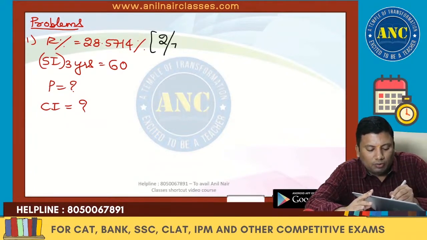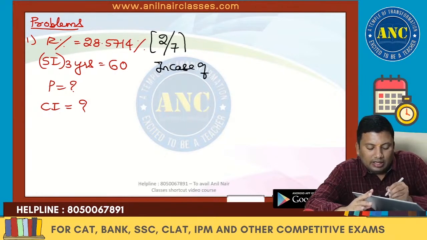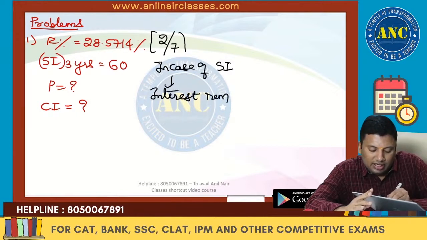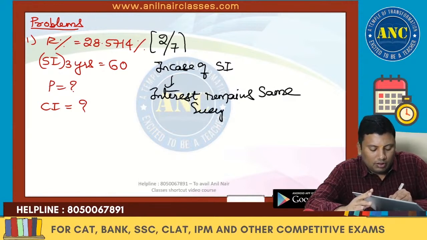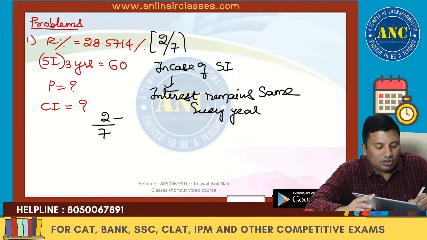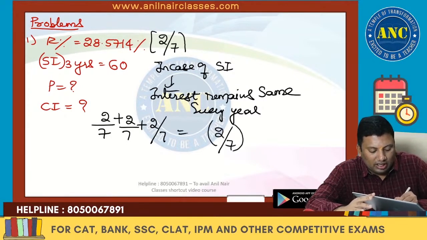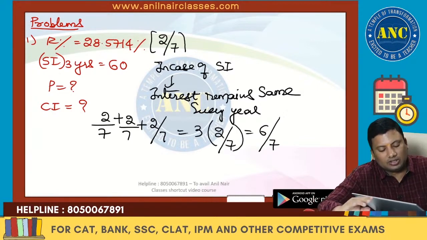This is nothing but 2 by 7. Just now we discussed in case of simple interest, interest remains same every year. So first year it is 2 by 7. Second year also it is 2 by 7. Third year also it is 2 by 7. Every year it is 2 by 7. It is totally for 3 years, which is nothing but 6 by 7.